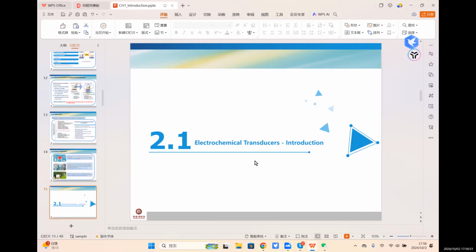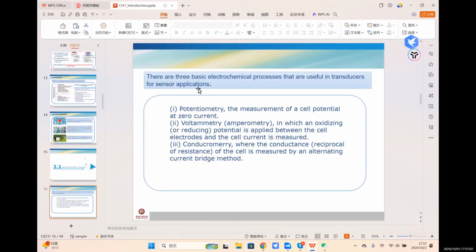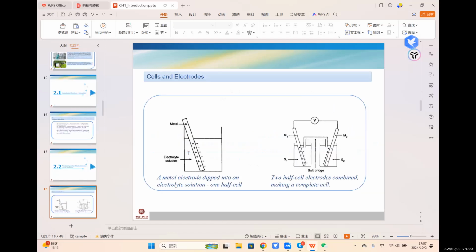Okay, the next chapter is electrochemical transducers. The introduction. There are 3 basic electrochemical processes that are useful in transducers for sensor applications. As you can see, that is the features, and that is the features as process. And these 2 images indicate the cells and electrodes and how they work.